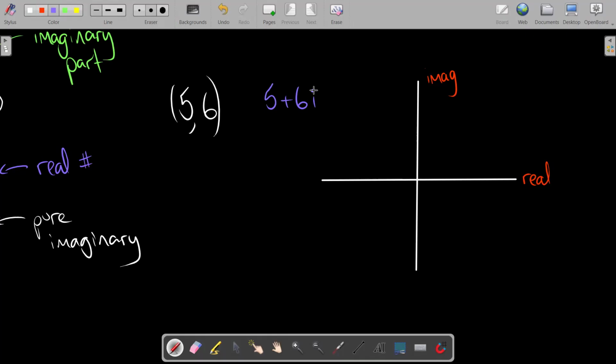I already heard someone kind of whisper it. You quite literally go 5 units to the right on the real axis and then 6 units to the north on the imaginary axis. It feels exactly the same as just plotting a point like you've been doing for years. So the complex number 5 plus 6i can be graphed in the complex plane by going to the right 5 and up 6, just like that.